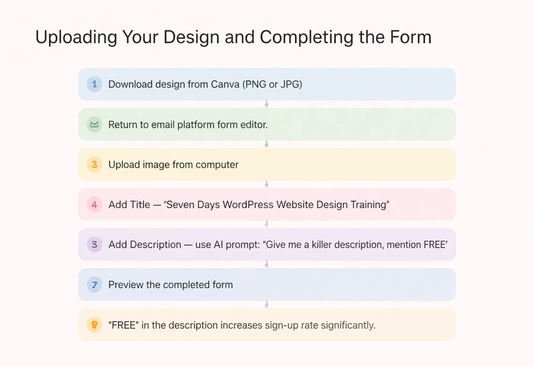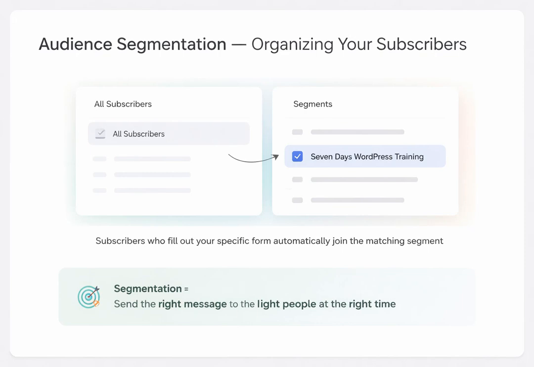Once your title, image, and description are all in place, preview the form to see exactly how it looks, and then share the link. That link is what you'll put in your video descriptions, social media posts, or send directly to people. As people start filling out your form, they don't just get added to a general list, they get added to a specific segment.